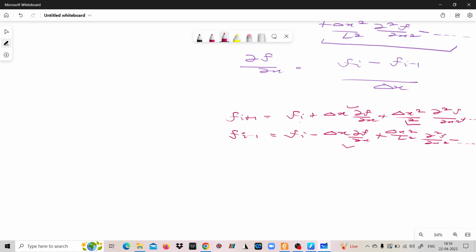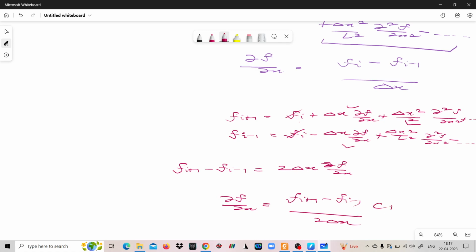So in order to preserve these two terms, we need to subtract f of I minus 1 from f of I plus 1. If we subtract, what will you get? F I plus 1 minus f of I minus 1. These two terms will get cancelled. Twice delta x del f del x, again these two terms will get cancelled, again twice. So we are neglecting the higher order terms. From here, delta f by delta x will be equal to f I plus 1 minus f I minus 1 divided by twice delta x. So this is the central difference.